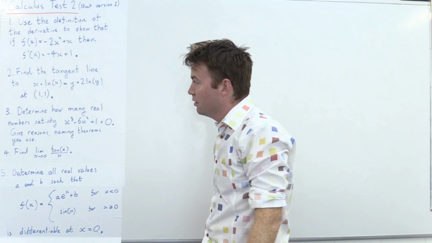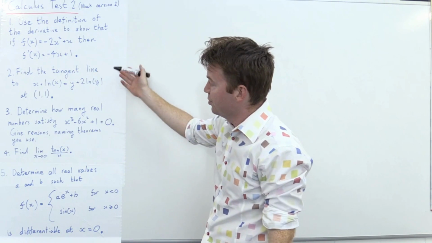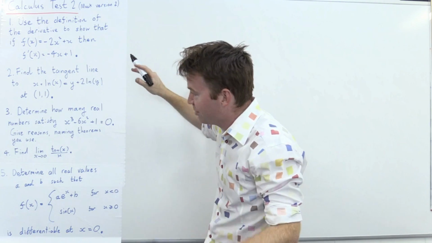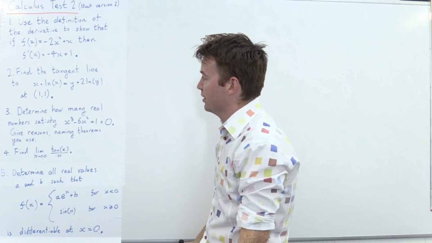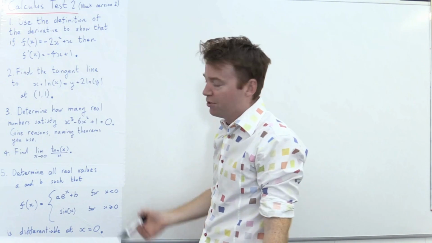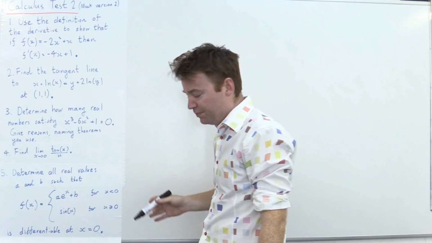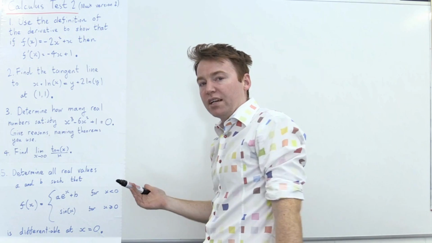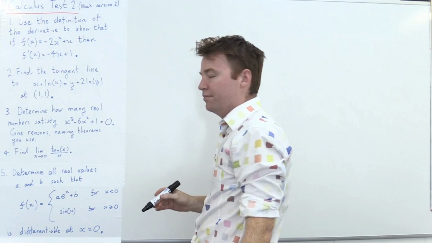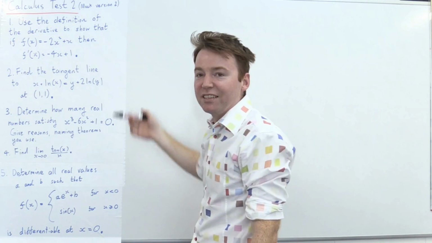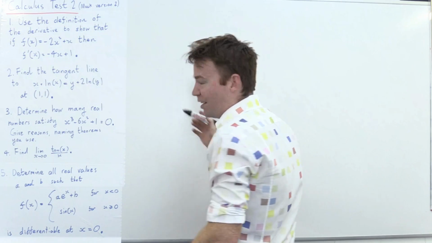So, my question is to find the tangent line to this strange beast of a function at the point (1, 1). Okay, so I've got the point where it goes through. All I need to know is what is the derivative of this function. So I need to find dy/dx. I'm just going to boldly differentiate this thing and see what happens.